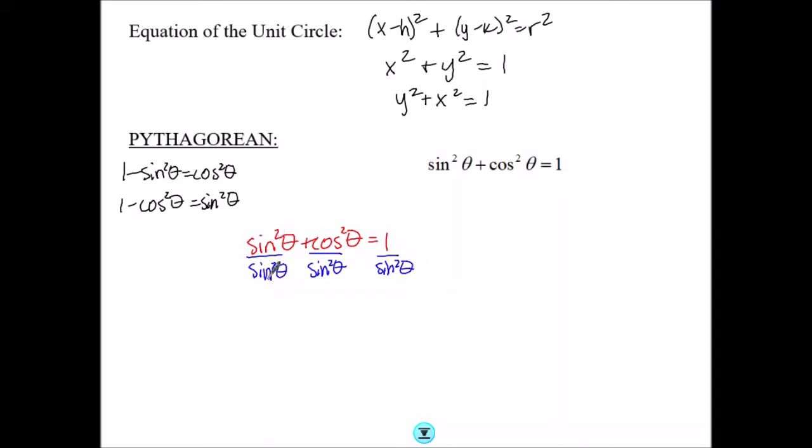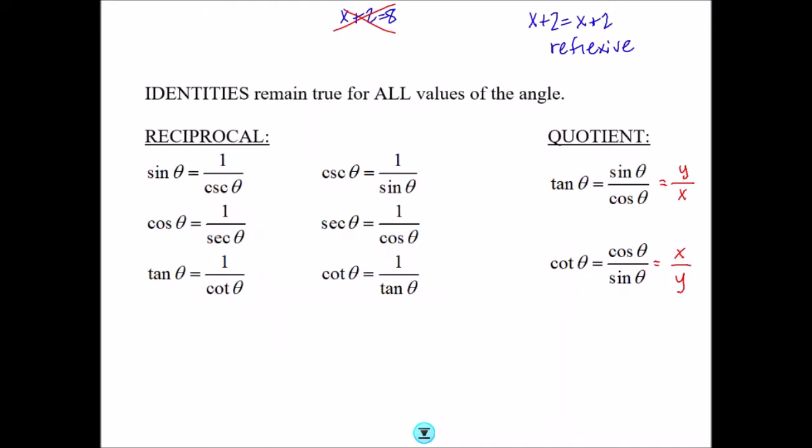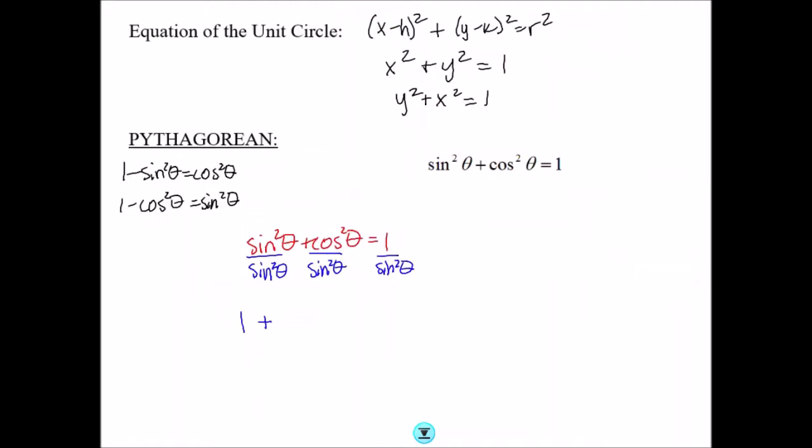Sine squared theta divided by sine squared theta is 1. Cosine squared theta divided by sine squared theta, well, we can use a quotient property that we just learned. Cosine of theta divided by sine of theta is cotangent of theta. So cosine squared theta divided by sine squared theta is cotangent squared of theta. Since we know that 1 over sine theta is cosecant theta, then 1 over sine squared theta is cosecant squared theta. So this is another Pythagorean identity.